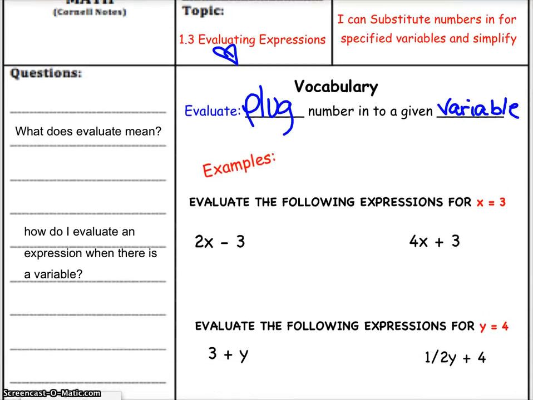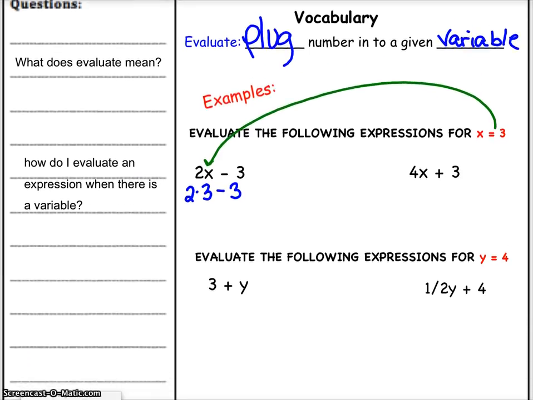Examples. Evaluate the following for x equals 3. So where am I going to put this 3? Right, for the x. Now when I have 2x, does this turn into 23 or 2 times 3? 2 times 3. The most common mistake is kids just think it will turn to 23. Remember, when a number is sticking to a variable, it means multiply. So this is going to be 2 times 3 minus 3. What happened is that 3 went right where the x is.